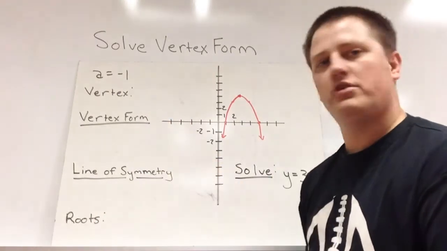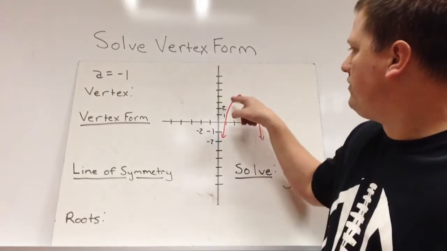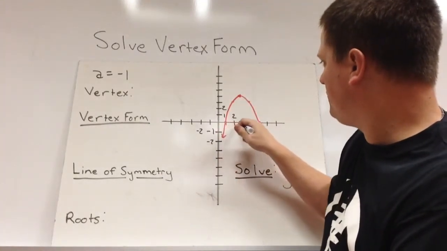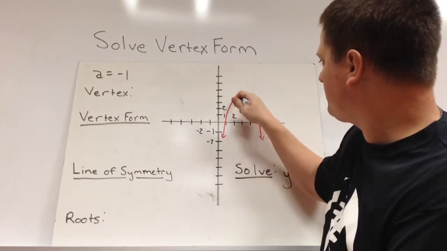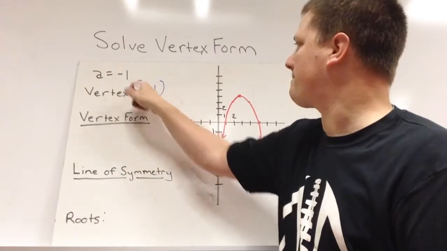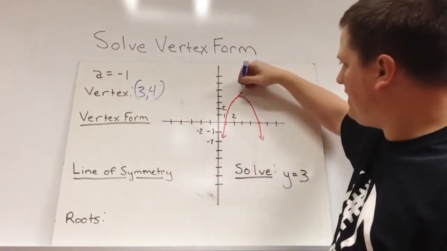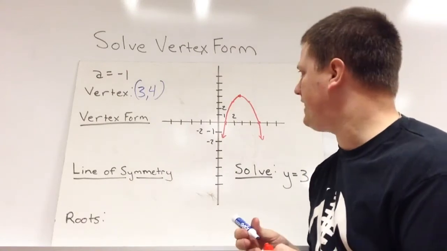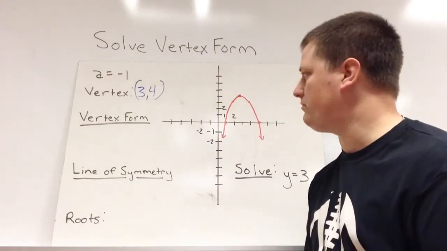The vertex should be very simple. It is the turning point of the graph. Here it looks like it's 1, 2, 3. And looks like it's 3, 4. Remember, we just find our middle point where the graph seems to turn, and that's our vertex. So it looks like it's about 3, 4 in this one.